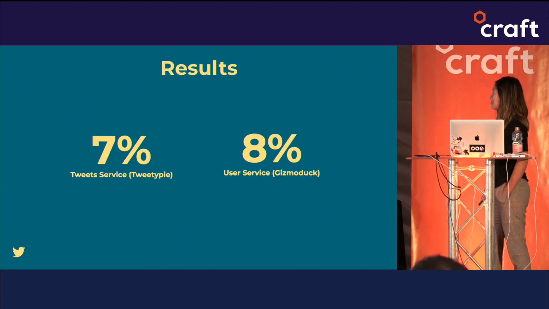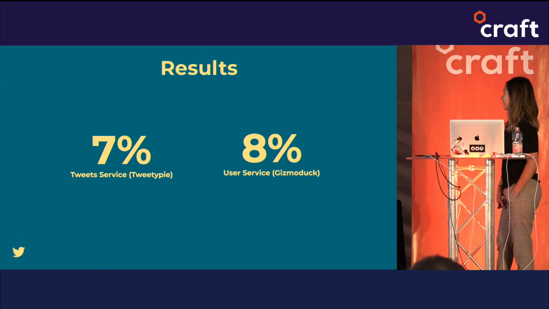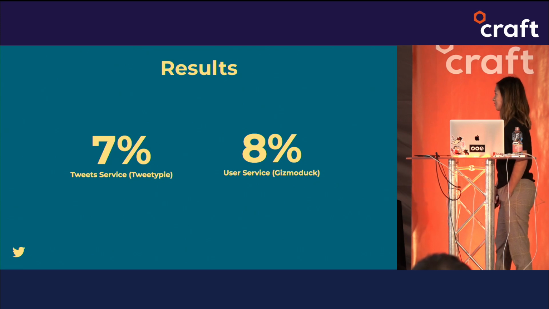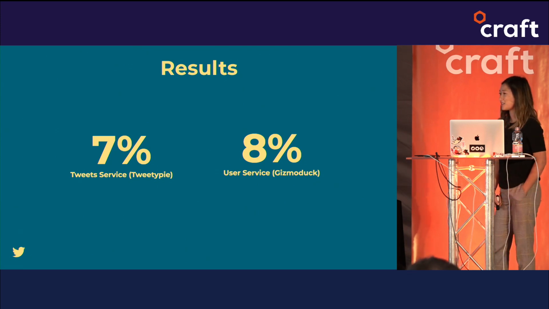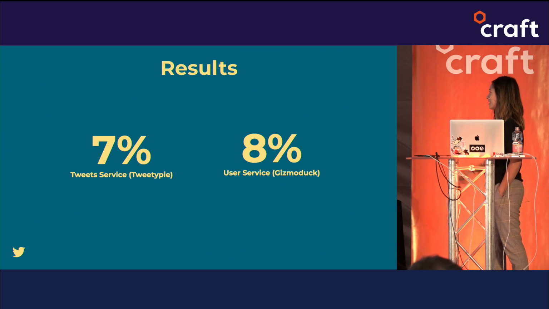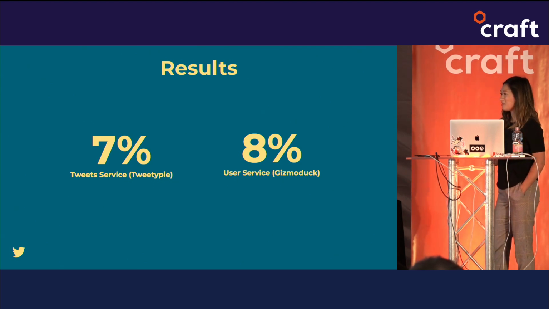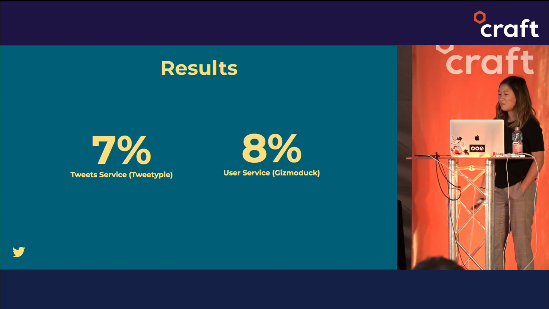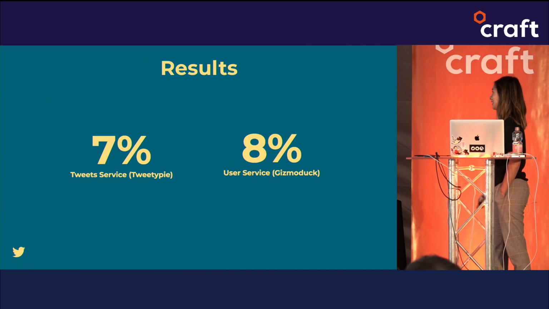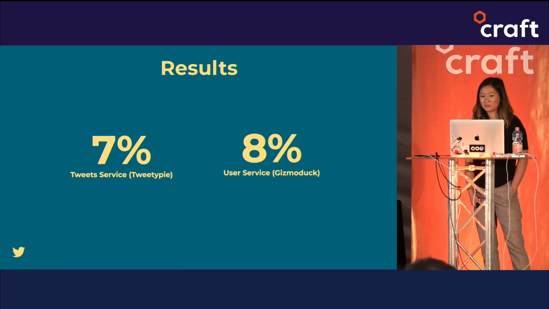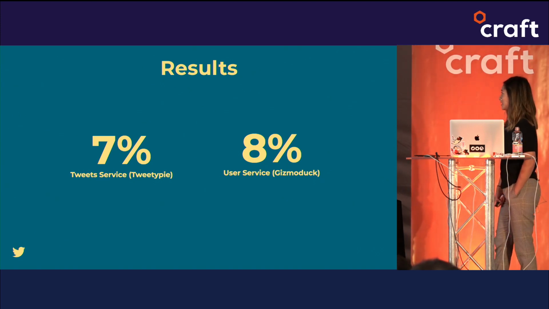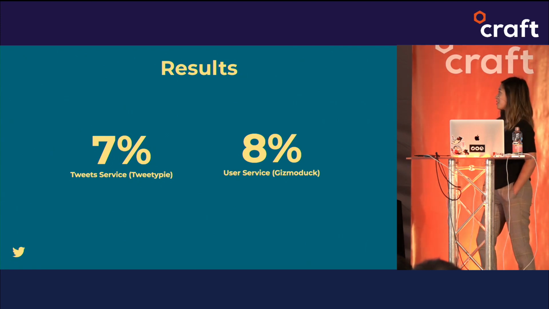So the moment you've all been waiting for, results. Does this even actually work? And yes, it does. We ran this with our biggest services, which are our tweet service and our user service, which we affectionately call Tweety Pie and Gizmo Duck, and we found improvements of 7% and 8%. Like I mentioned before, even a few percent is a lot, so 7 to 8% is a pretty big win. And to wrap things up, I'll get into some challenges we faced and some future work that could be done.